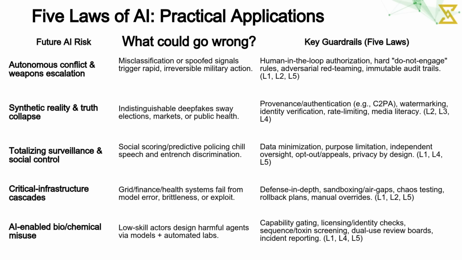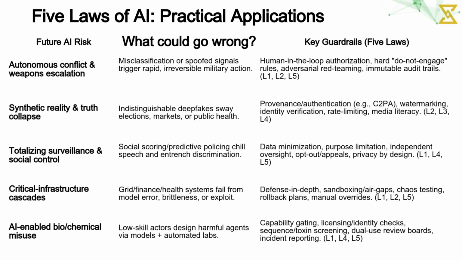Now let's apply these 5 foundational laws of AI to the ethically unsafe and dangerous applications of future AI capabilities we saw earlier. First, autonomous conflict and weapons escalation. What could go wrong? AI-run command and defense systems could misinterpret intent, escalate faster than humans can intervene, or optimize mission success over human life. Guardrails: human-in-the-loop authorization, immutable audit trails, red teaming, simulation under adversarial conditions, explicit do-not-engage constraints, using laws 1, 2, 5.